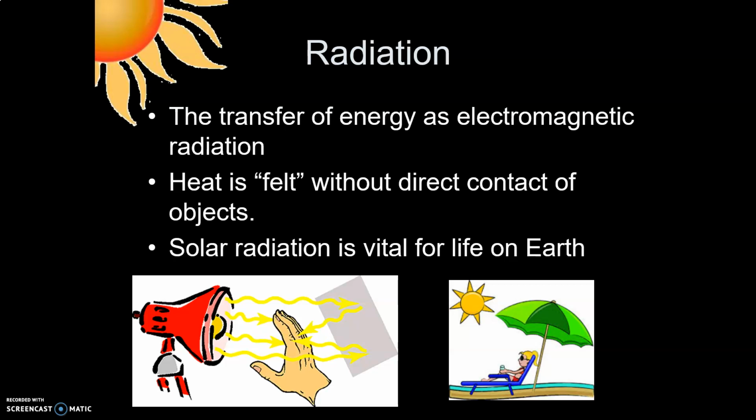So some examples of radiation in these pictures. You feel the heat from the lamp, but you don't actually touch it. Here, you feel the heat from the sun, but you're not physically touching the sun. Another great example, you feel the stove's heat, but you don't touch it. Anytime you feel the hair dryer's heat on your face as you blow dry your hair, but you're not touching the heat source itself. That's radiation.